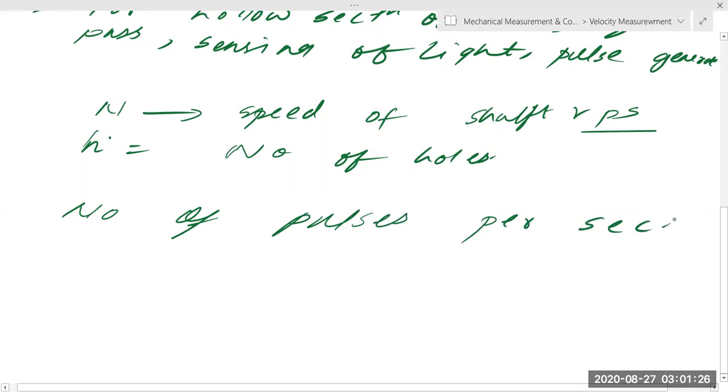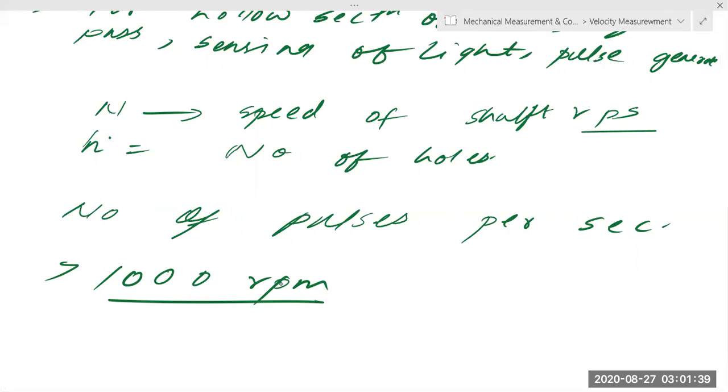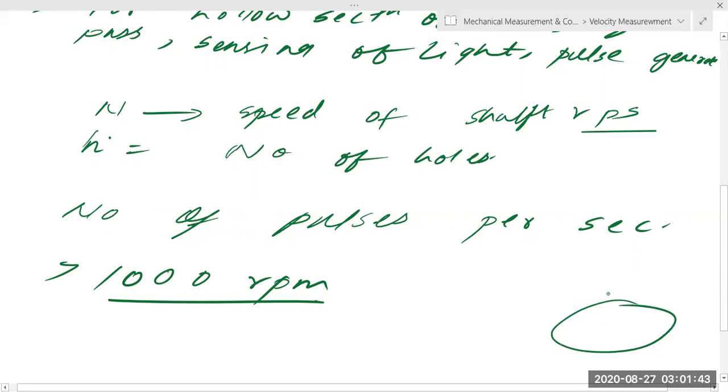Why am I saying per second? Because these kinds of tachometers are used when the speed of the shaft is more than 1000 RPM. When it is more than 1000 revolutions per minute, you can see how many will be the revolutions per second. If for RPM it is 1000, you can visualize what it will be for RPS. And if there are so many holes, then so many holes will pass.